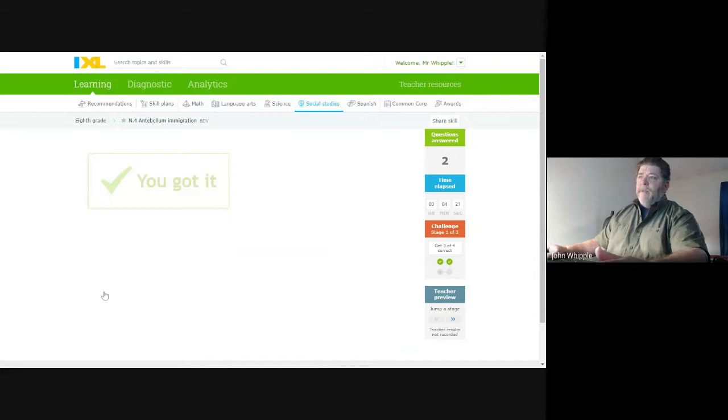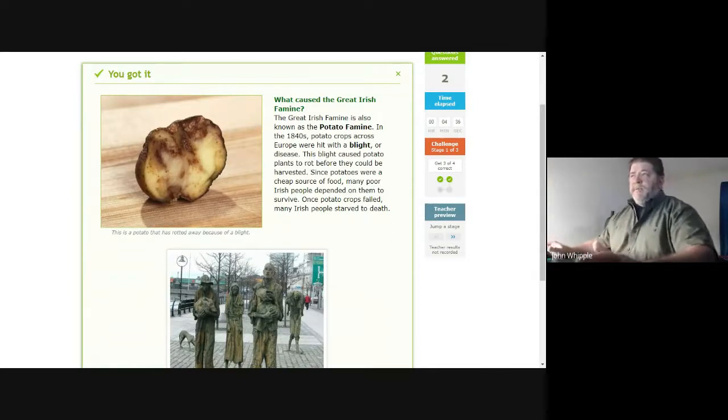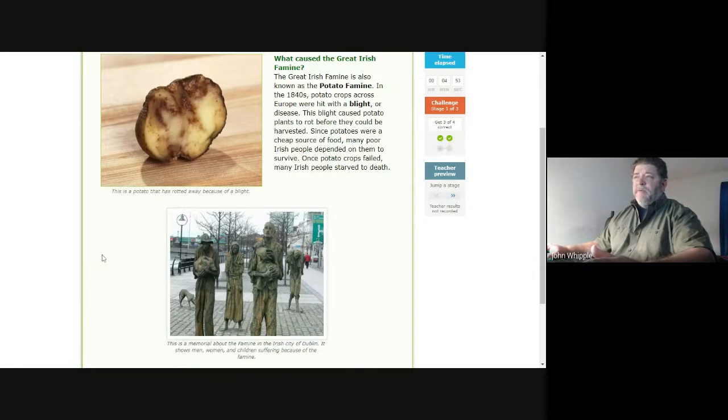We got it. What caused the Great Irish Famine? The Great Irish Famine is also known as the Potato Famine. In the 1840s, potato crops across Europe were hit with a blight or disease. This blight caused potato plants to rot before they could be harvested. Since potatoes were a cheap source of food, many poor Irish people depended on them to survive. Once potato crops failed, many Irish people starved to death.